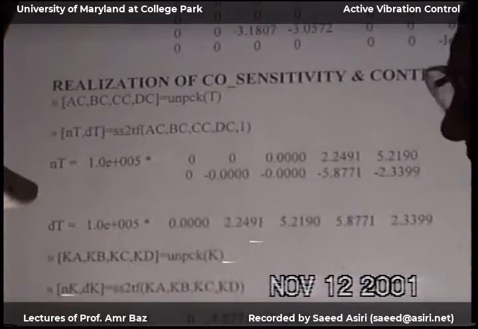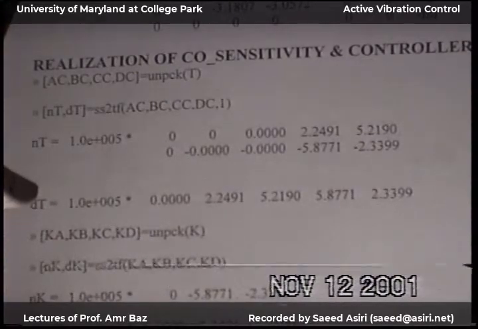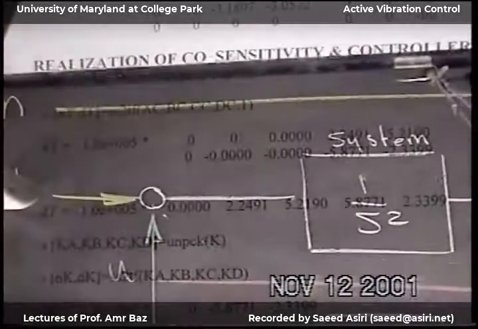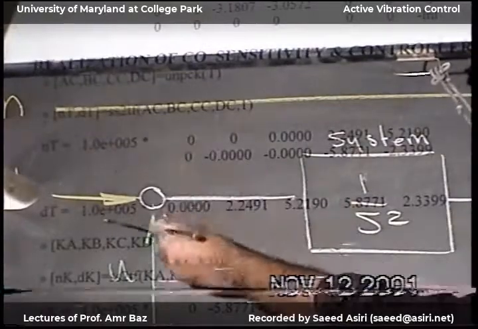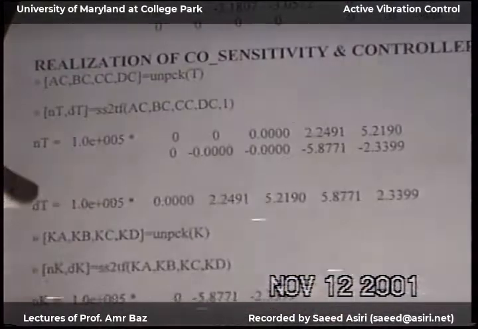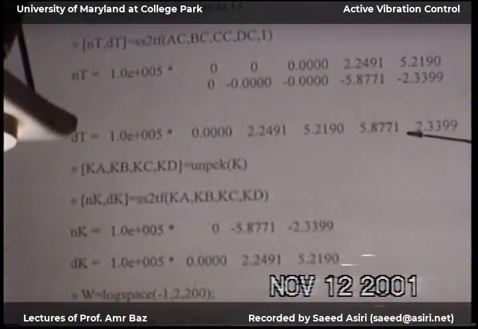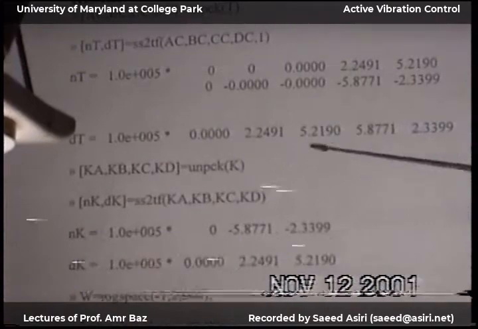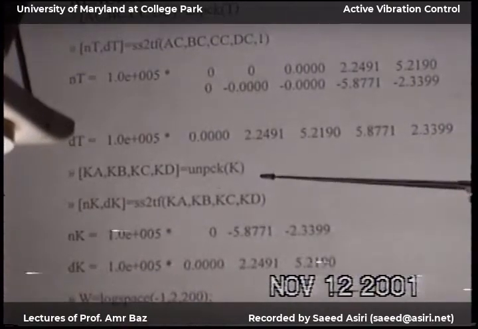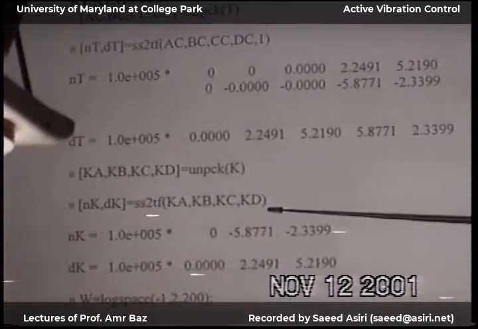I have the noise and the disturbance. I can look at either one of these two effects. And this is the denominator. Now for the controller, I'll do the same, and then realize the controller as numerator and the denominator.